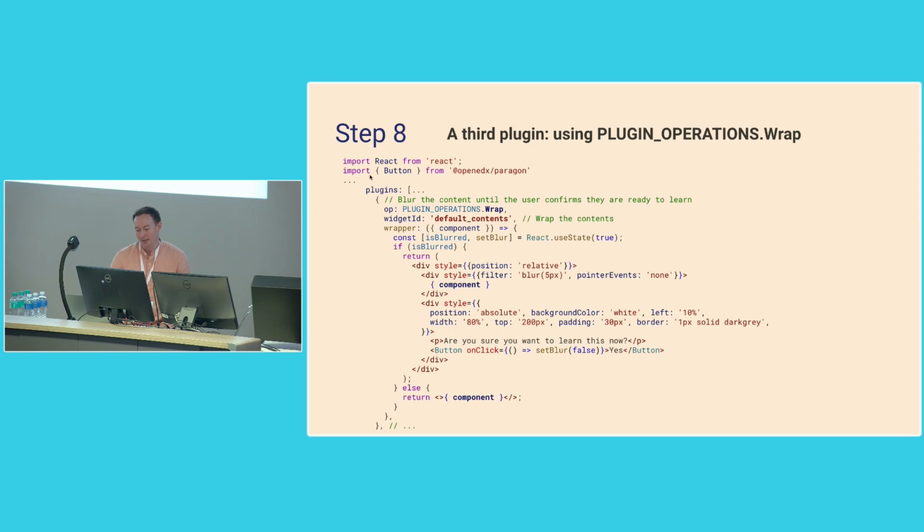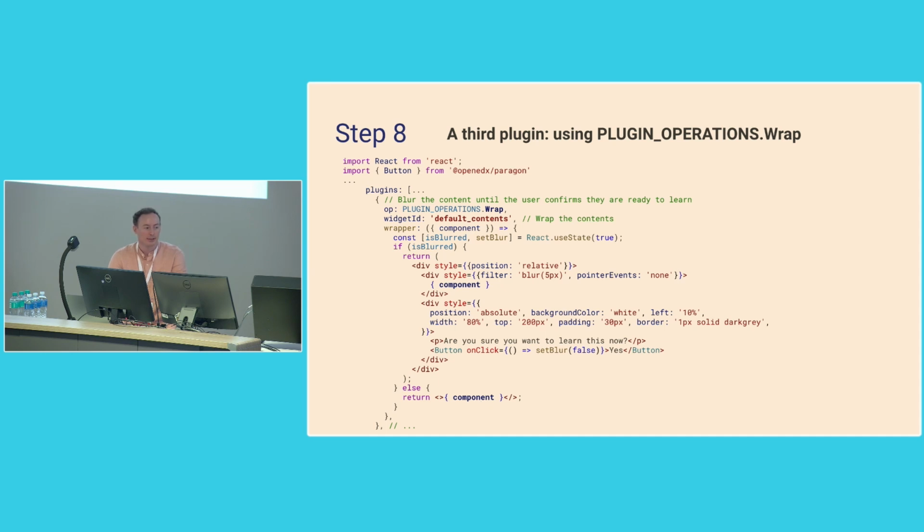For this, if you're copying this code, you also need to change the import at the beginning to import React and import Button from Paragon. And then we use a Paragon button. So this is a little bit of Paragon used in this example. And then the key to making this work is on click, we need to say set blur false. And that will update, when the user clicks yes, it will update the React state and it will re-render the plugin. And this time, isBlurred will be false, so it won't render all those divs with the blurs. We'll just return the component as is without any new divs around it.